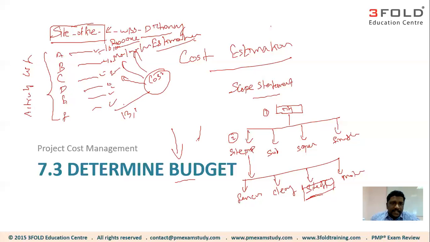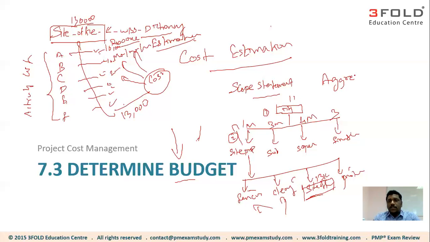Let's say when I sum it up, it is $13,000, and I roll it up and assign $13,000 to the site office. Now, once I have the cost for the site office, the same way I can assign and roll it up for each of the work packages. Then I can say site preparation is going to cost me $1 million, substructure is going to cost me $3 million, superstructure is going to cost me $4 million, finishing is going to cost me $3 million. Then I roll all of them up to the total project cost. This process is called cost aggregation, and that's what we do in budgeting.